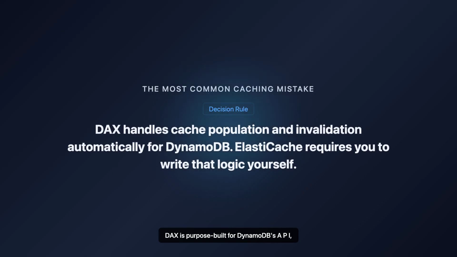DAX is purpose-built for DynamoDB's API, so it handles cache population and invalidation automatically in microseconds. ElastiCache, by contrast, forces you to handwrite all that logic yourself and doesn't speak DynamoDB natively. It's the wrong tool for that job. This distinction is heavily tested, so it's worth locking in.